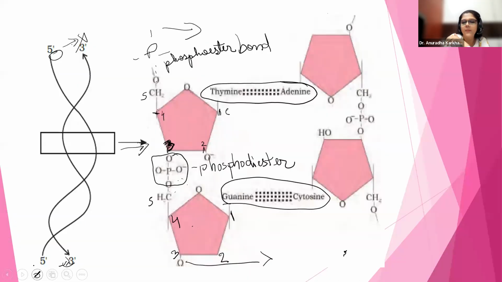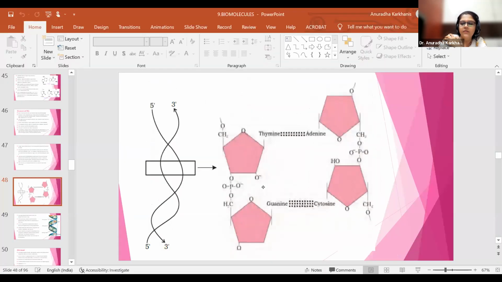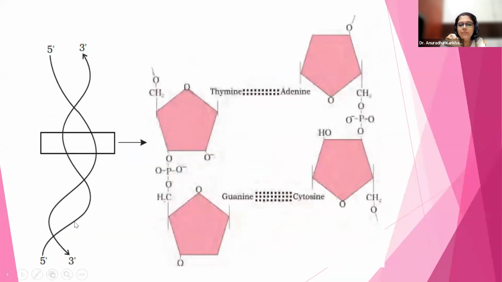Got it? The 3 prime end, here, below. This one you are talking about. So it is nothing, my dear. It is just to show that only 2 have been shown, right? So it's going to be a long chain of thousands. That is what they want to say.